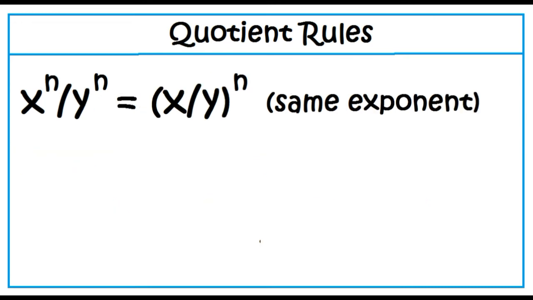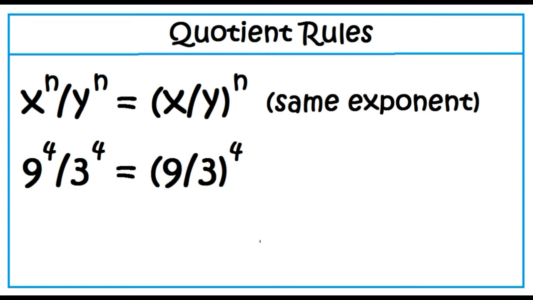Dividing powers with different bases can be simplified if they have the same exponent. Example: 9^4 divided by 3^4 can be written as the quantity 9 over 3 raised to the power of 4. This is equal to 3^4, which is also equal to 81.